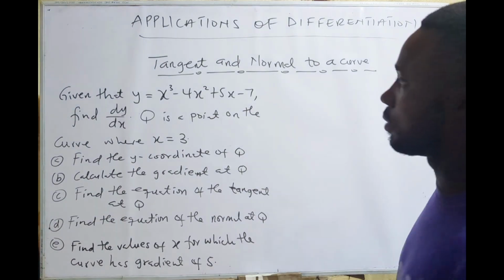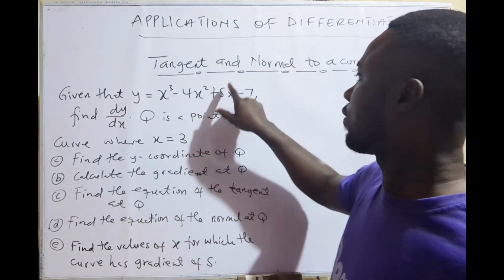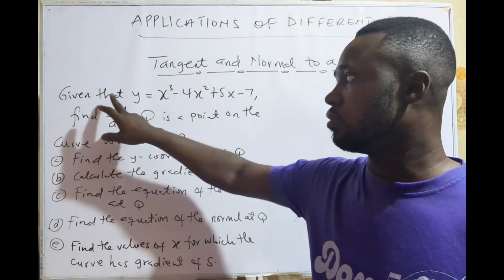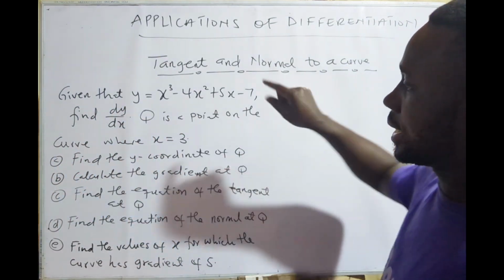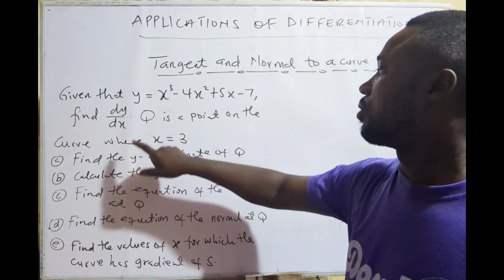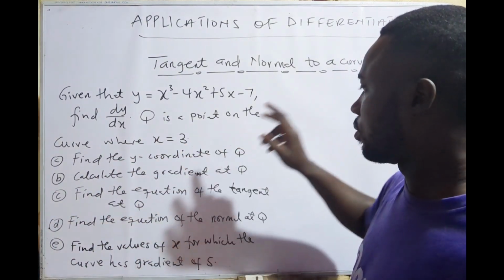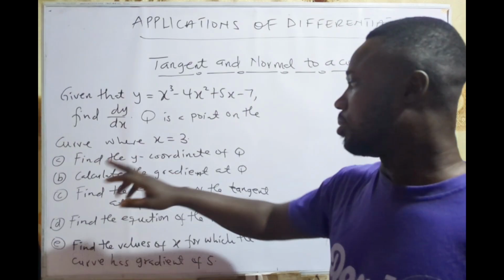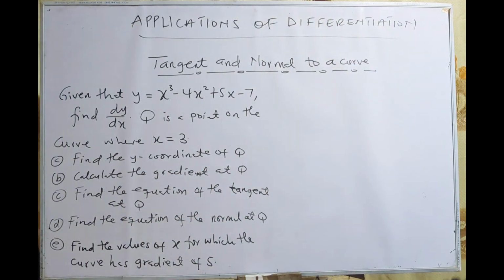Okay, so let's solve the questions. Given that y is equal to x cubed minus 4x squared plus 5x minus 7, find dy/dx. Q is a point on the curve where x is equal to 3. A, find the y coordinate of Q. B, calculate the gradient at Q. Okay, so we are going to solve the questions. All right, go through them one by one.